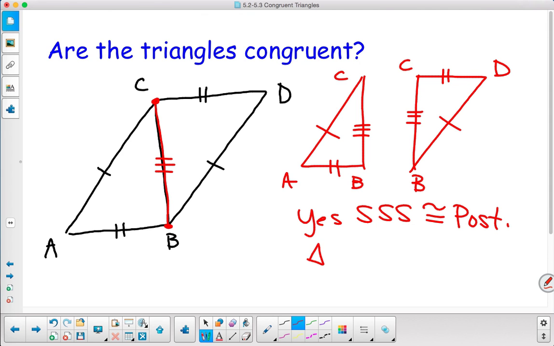And triangle ABC would be congruent to triangle... AB goes along the 2 side, and then the BC is the 3 side. So I'd have to start at D, then go to C and B for it to match up.